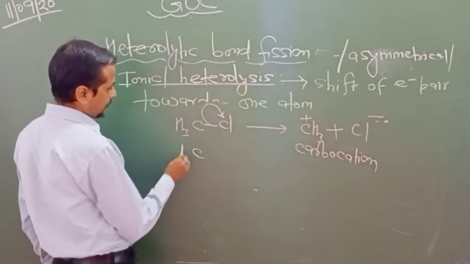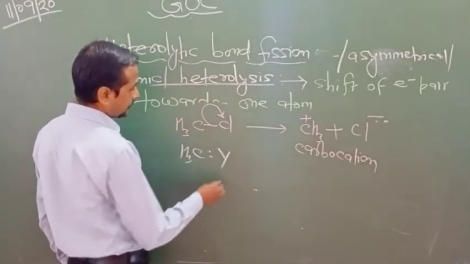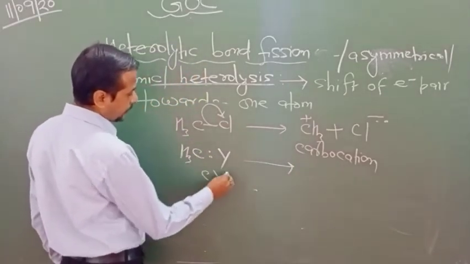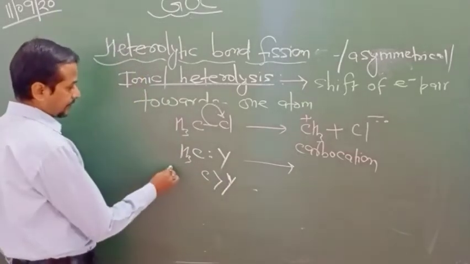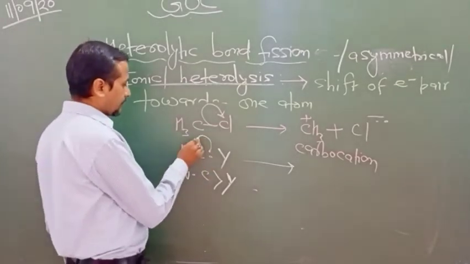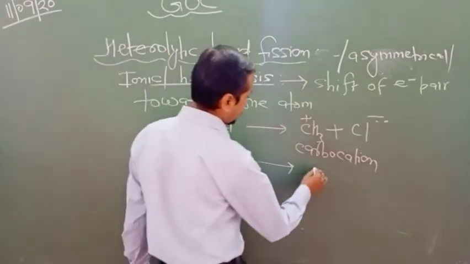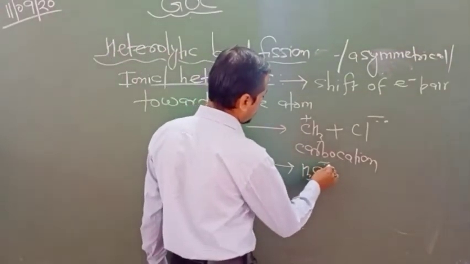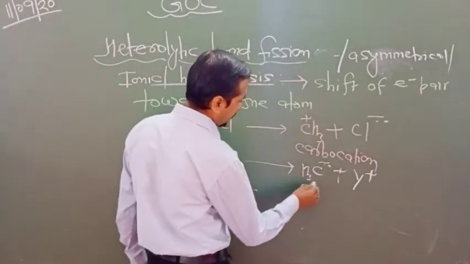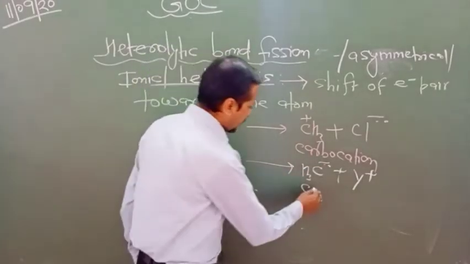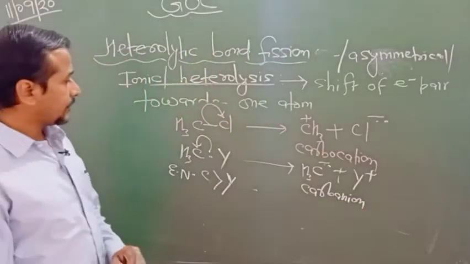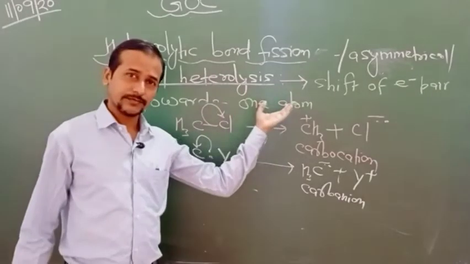If this type of molecule is given also, now here what happens? C is more electronegative than Y. This is the electronegativity value. In that condition, both the shared electrons are shifted towards carbon. Now, carbon gets a negative charge and Y gets a positive charge. In that condition, this carbon containing a negative charge is known as a carbanion. Carbanion.